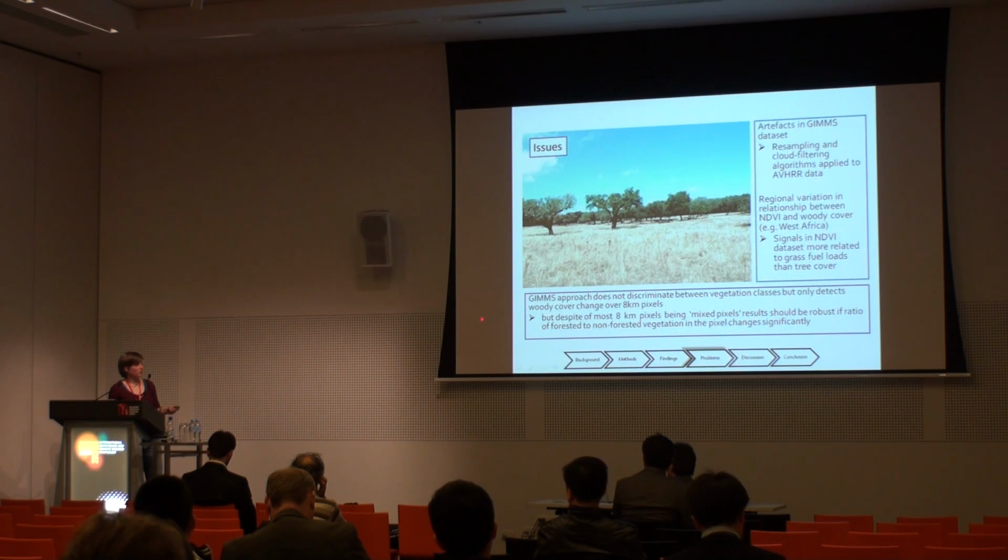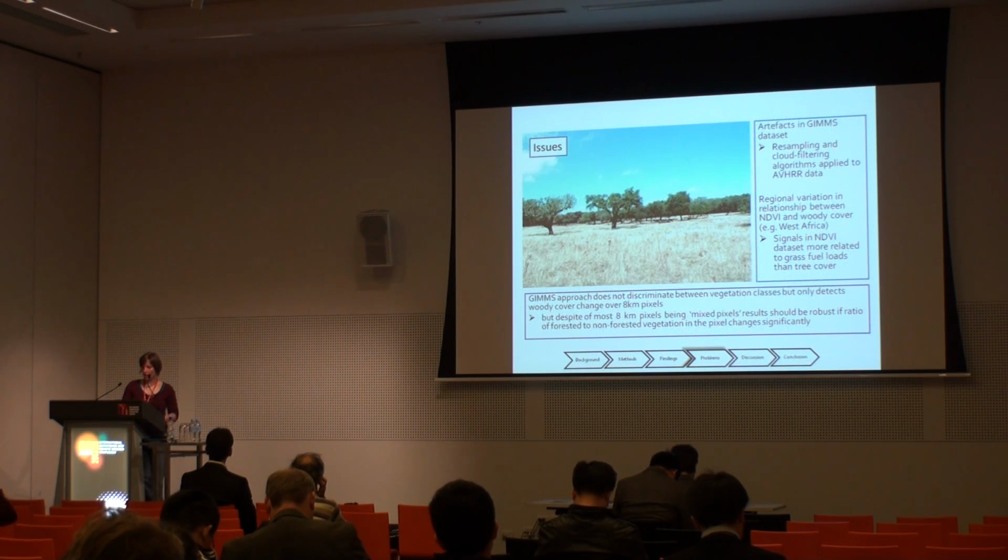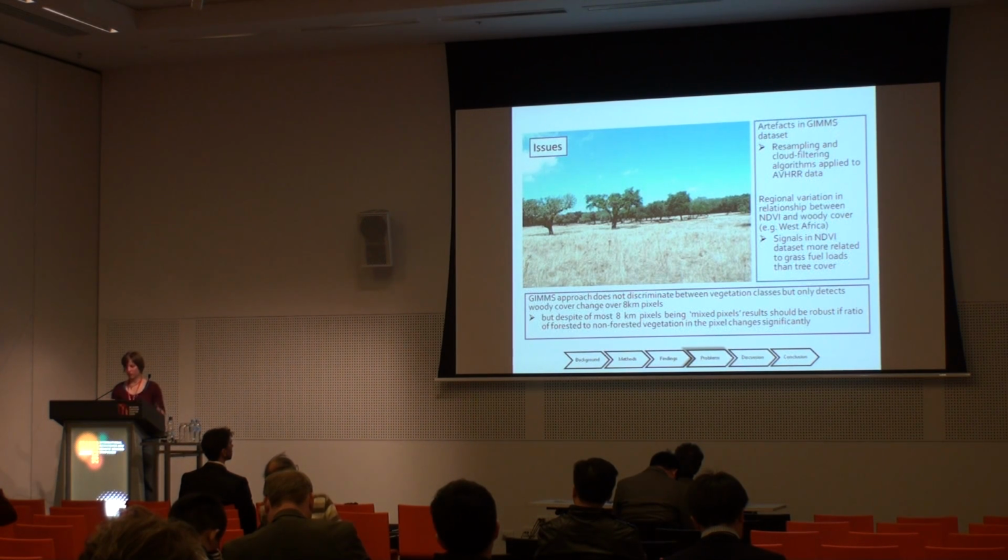Of course, because of the coarse resolution, the GIMS approach does not discriminate between vegetation classes, but only detects woody cover change over 8 kilometer pixels. But we try to account for that as well, because despite most of these pixels being mixed pixels, the results should be robust if the ratio of forested to non-forested vegetation in the pixels changes significantly.